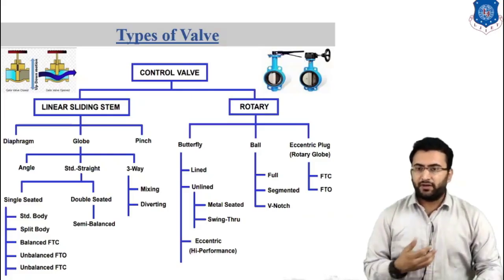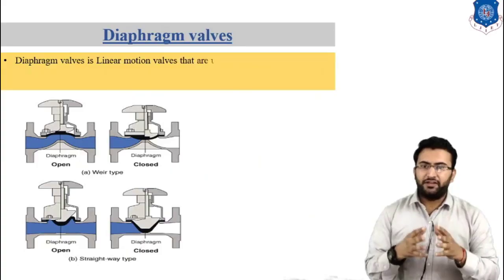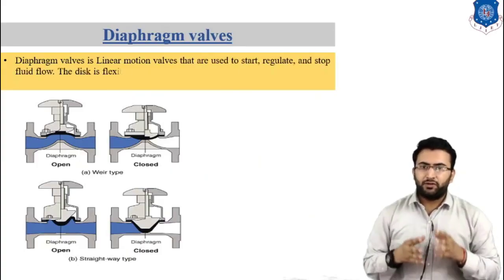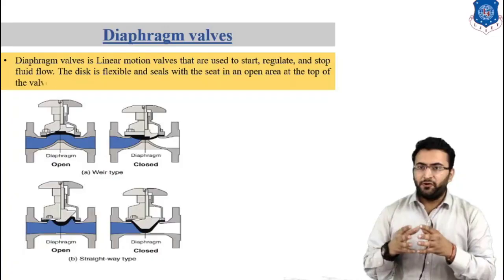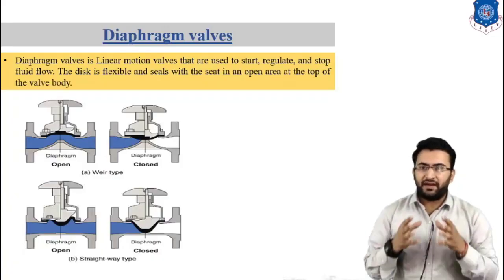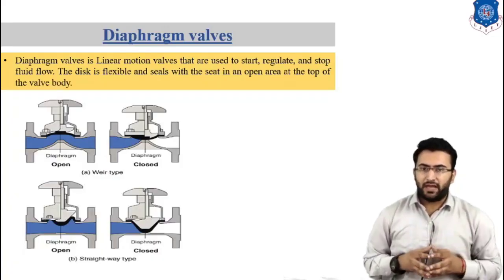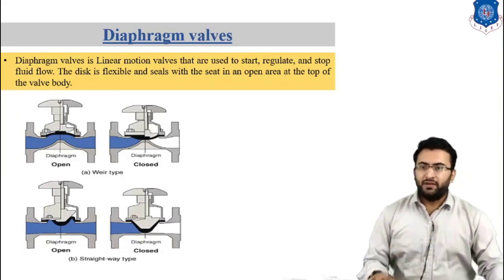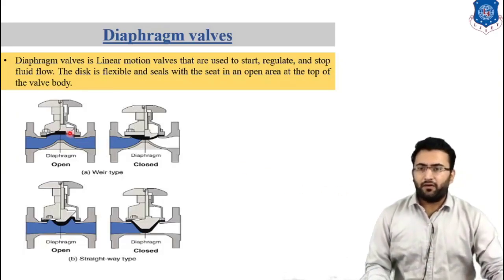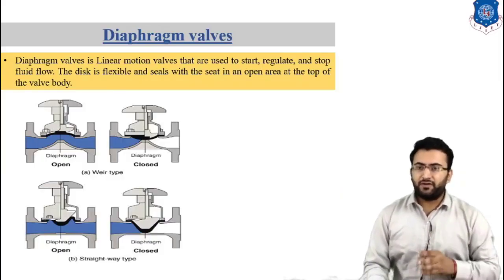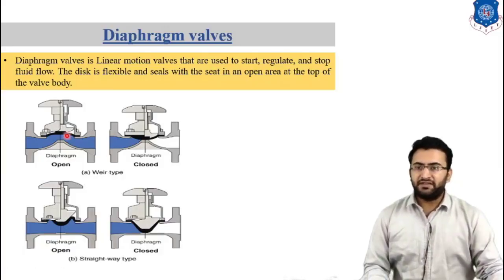Now let's talk about the diaphragm valve. The diaphragm valve is a linear motion valve that is used to start, regulate and stop fluid flow. The disc is flexible and sealed with the seat in an open area at the top of the valve body. This disc is normally made of polymeric material, rubbery material or a mixture of rubbery and metallic material. The disc is flexible, so it can move in upward and downward direction. There are mainly two types of diaphragm valve, weir type diaphragm valve and straightway diaphragm valve.